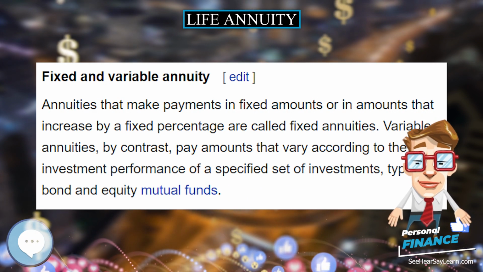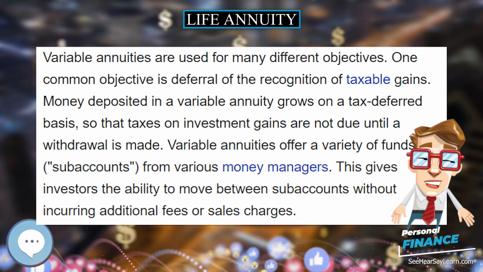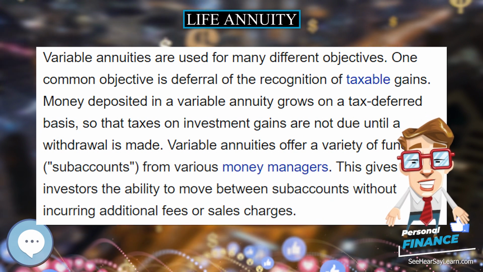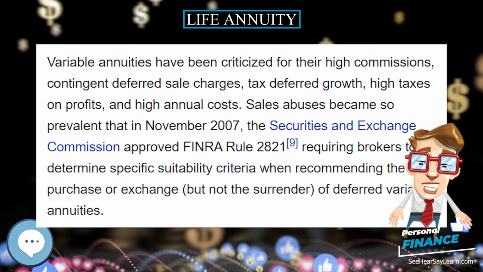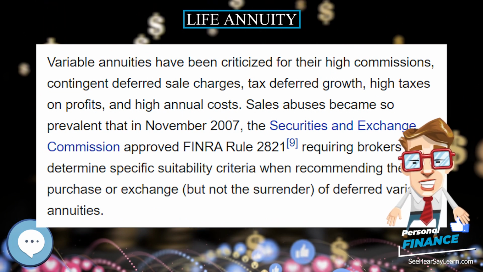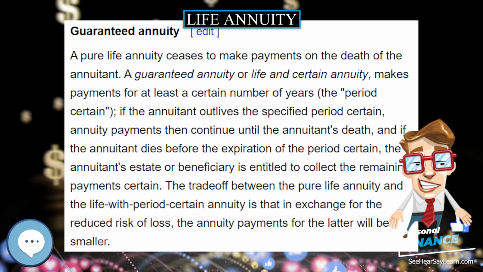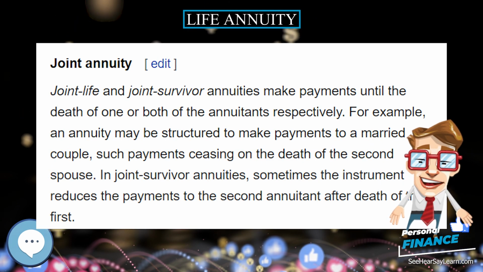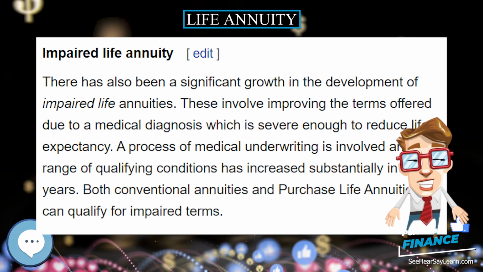Joint annuity. Joint life and joint survivor annuities make payments until the death of one or both of the annuitants respectively. For example, an annuity may be structured to make payments to a married couple, such payments ceasing on the death of the second spouse. In joint survivor annuities, sometimes the instrument reduces the payments to the second annuitant after death of the first.